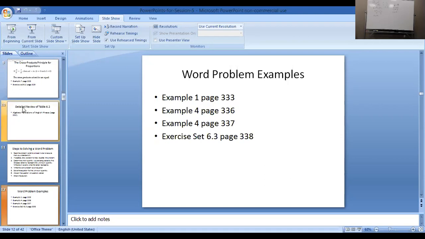Let's look at another one on page 336 of your textbook, Example number 4. Why don't you read the problem for me? Example number 4 says, your local computer store is having a terrific sale on digital cameras. After a 40% price reduction, you purchase a digital camera for $276. What was the camera's price before the reduction?